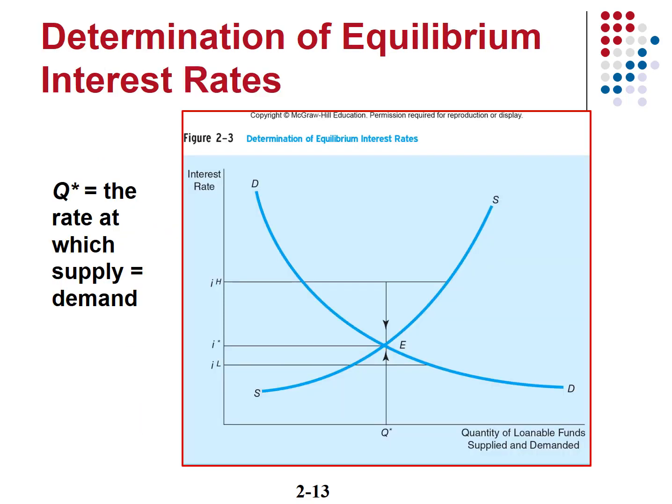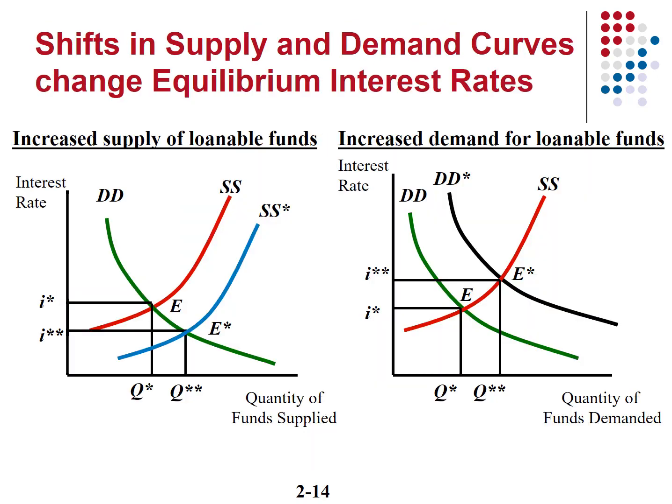Let's go back and look at the supply and demand curve for funds. As shown, the equilibrium interest rate, E, is the intersection of the supply of funds curve and the demand for funds curve. On the next two slides, we'll look at each of these graphs separately: the increased supply of funds on the left, the increased demand for funds on the right.